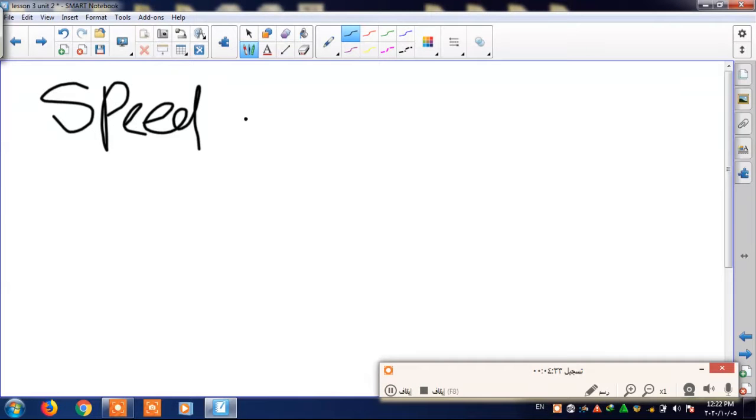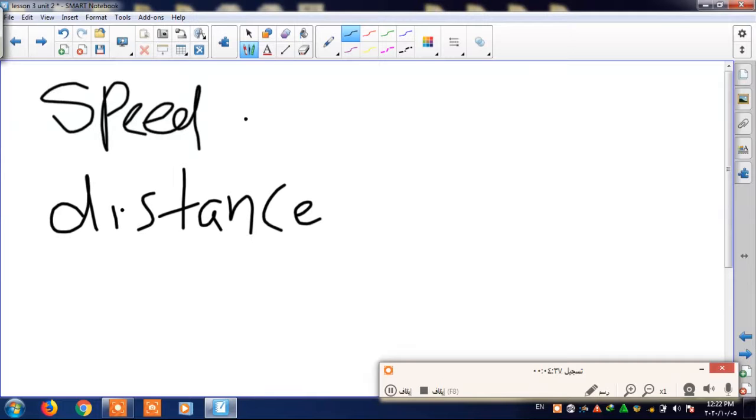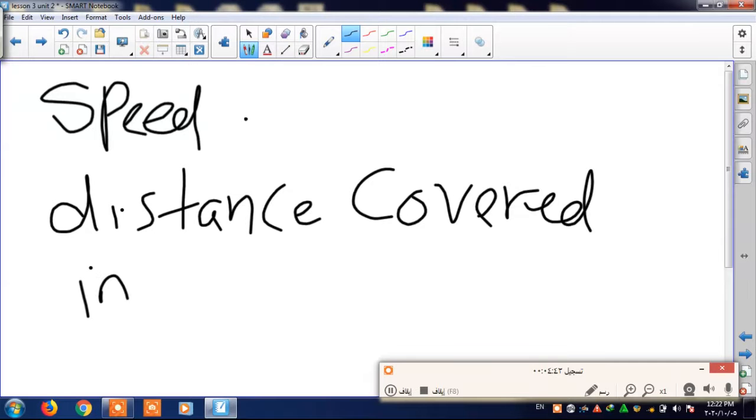Speed is the distance covered in 1 second. According to the number of meters covered in 1 second, I can determine the speed of the object.